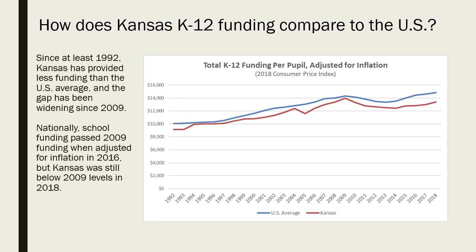Since at least 1992, Kansas has provided less funding per pupil than the U.S. average. Kansas came close to catching up with the U.S. average in 2009, but the gap has been widening since then. Nationally, school funding passed 2009 funding per pupil when adjusted for inflation in 2016, but Kansas was still below 2009 levels in 2018. That's the most recent year we have data available.